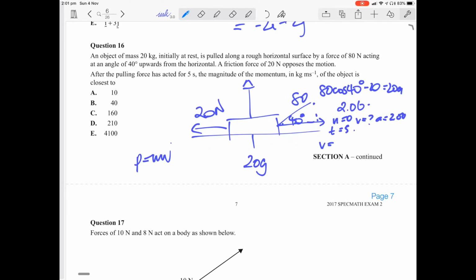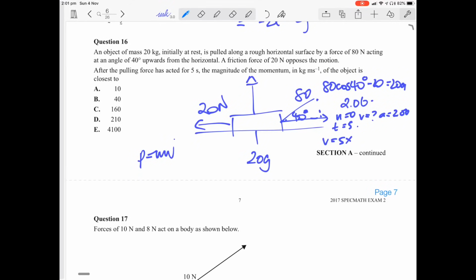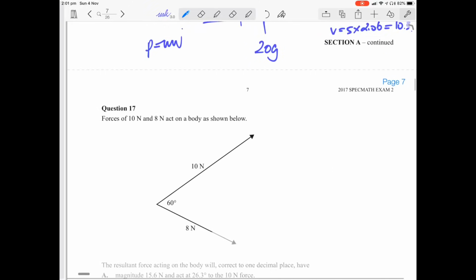What does it equal? v equals at. Oh, it's just 5 times the acceleration, 2.06, which is 10.3. So that's your velocity, and the mass is 20. So it's going to be 20 times 10.3, which will be 210.